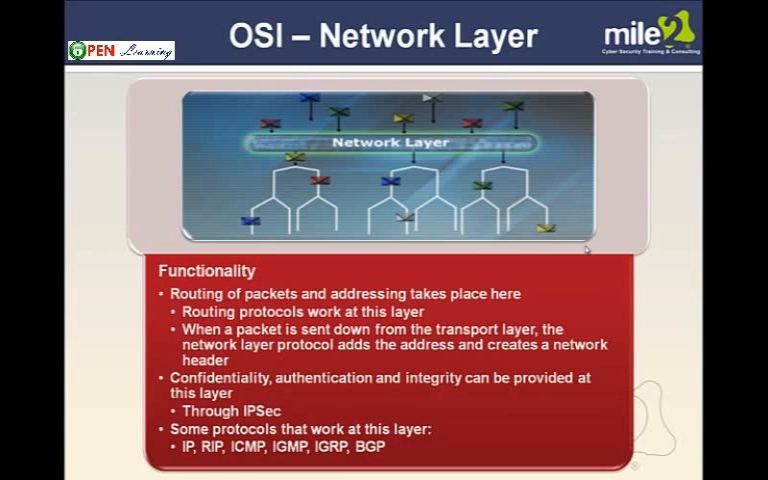We also associate data at the network layer as being called a packet. We can add security to this information through a protocol called IPsec, IP security. So confidentiality, authentication, and integrity is basically added to what you have at the network layer through IPsec. Very commonly used with virtual private networks, VPNs. So you'll hear people talk about, actually you'll hear it later, L2TP, Layer 2 Tunneling Protocol with IPsec. Some protocols that work at this layer: IP, RIP, ICMP, IGMP, IGRP, and BGP.